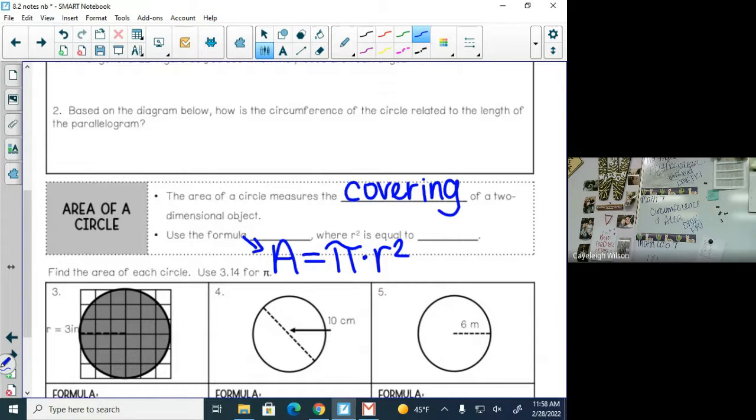Pi times radius squared. Last week we talked about pi, and pi is 3.14. And we just talked about squared and where we can find the squared button on the calculator. So I would take 3.14 times whatever the radius is, squared, enter. That would give me the area of that circle. And r squared is just equal to r times r. We just talked about how squared means times itself. So r squared just means times itself.